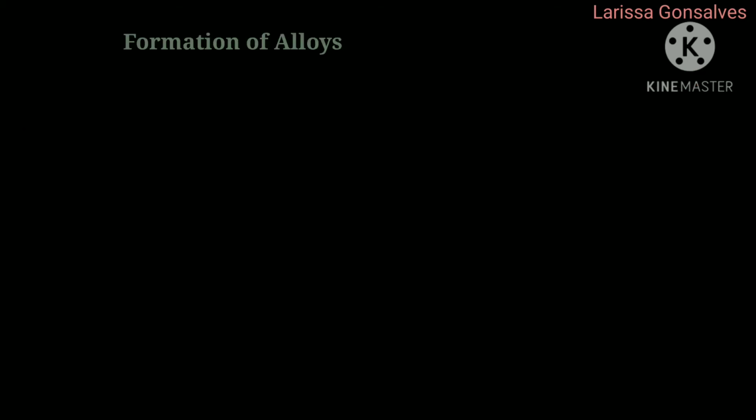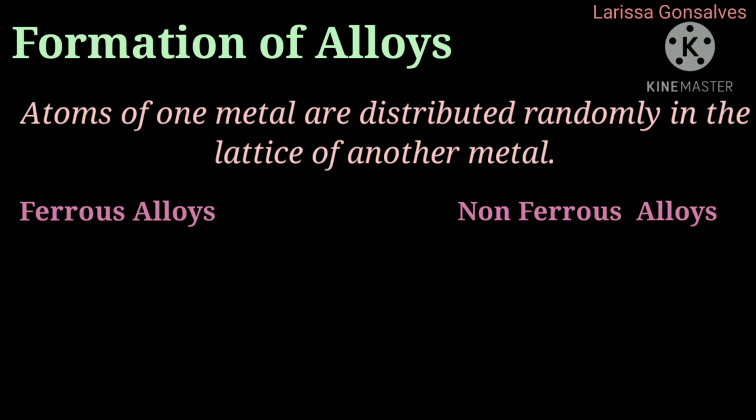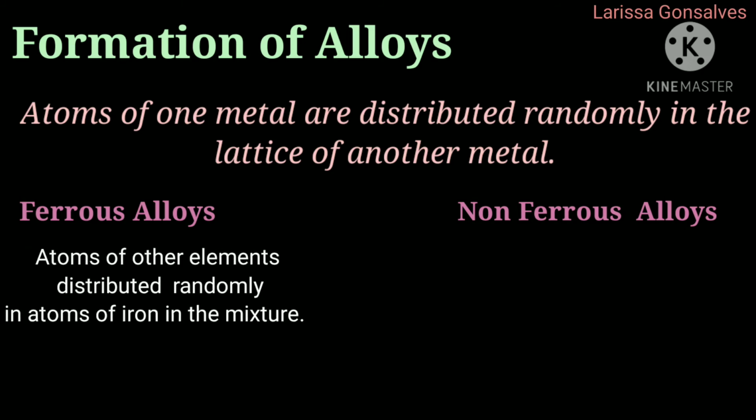The last trend is formation of alloys. Transition metals form alloys where atoms of one metal are distributed randomly in the lattice of another metal. Metals with similar radii and properties form alloys. Alloys are of two types, ferrous and non-ferrous. Ferrous alloys have atoms of other elements distributed randomly in the atoms of iron. Since here the percentage of iron is more, it is termed a ferrous alloy.